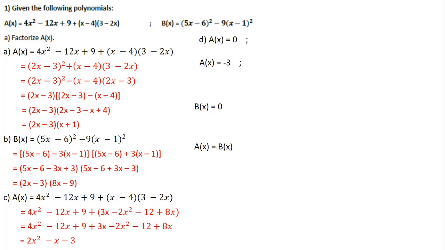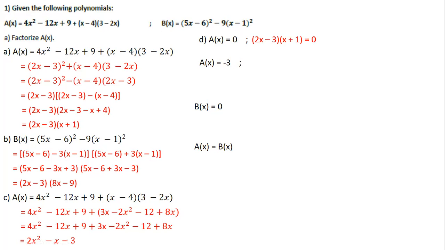I want to ask you, Amir, if I have given you a of x is equal to 0, which a of x do you take? The original, the factorized, or the expanded? The expanded. Amir, if I give you a of x is equal to 0, whenever you see equal 0, which form do you take? Factorized? Yes, we take, Amir, the factorized, which is 2x minus 3 into x plus 1. So we take 2x minus 3 into x plus 1 is equal to 0.